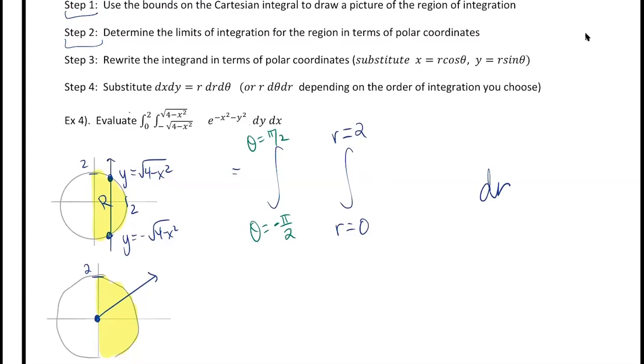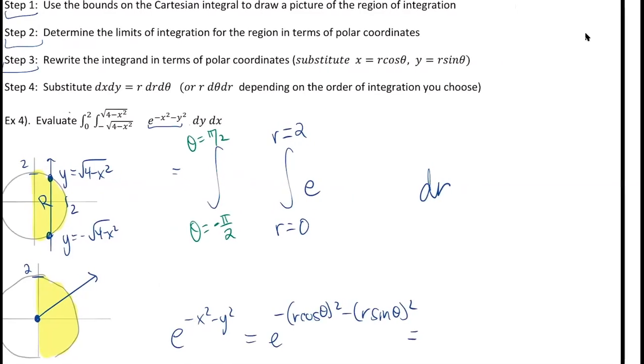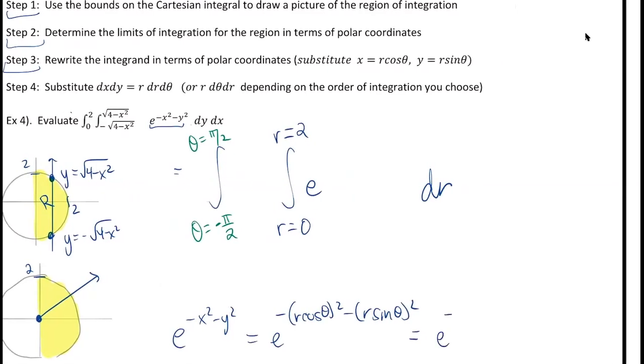Okay, and then I'm going to convert my integrand. That's step 3. Here, notice that I have negative x squared minus y squared. If I'd like, I can do this the long way, and I can just literally plug in. Let's do it down below. e to the negative x squared minus y squared is e to the negative r cosine theta squared minus r sine theta squared, which is going to end up being e to the negative, I'd have r squared cosine squared minus r squared sine squared. I can factor out the cosine squared and sine squared, and I just get this.